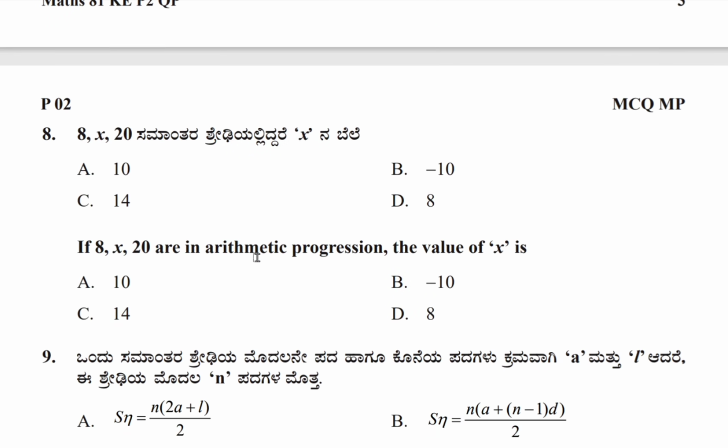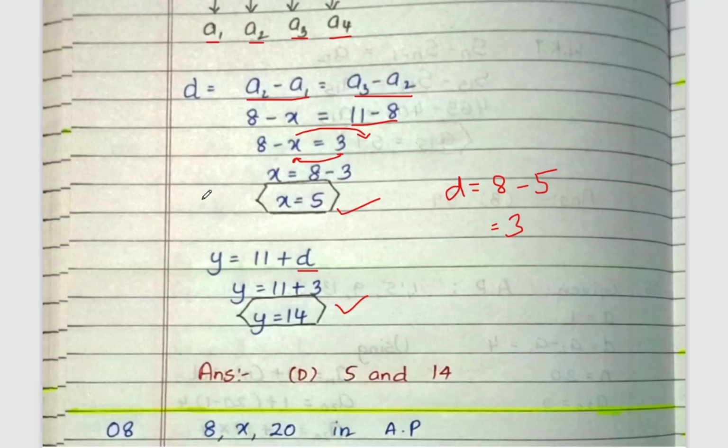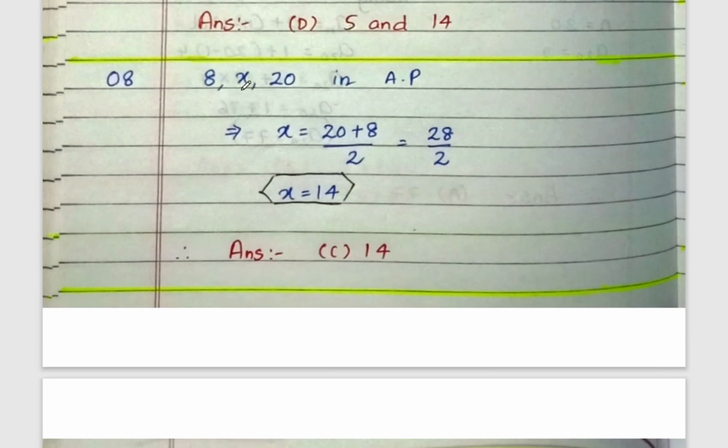Next question, if 8, x, 20 are in arithmetic progression, then the value of x is, which is very simple and has been repeated many times. x is the average of the previous term and the succeeding term. Therefore, x equals 8 plus 20 divided by 2, that is 28 by 2, which is equal to 14. Therefore, the correct answer is option C, 14.